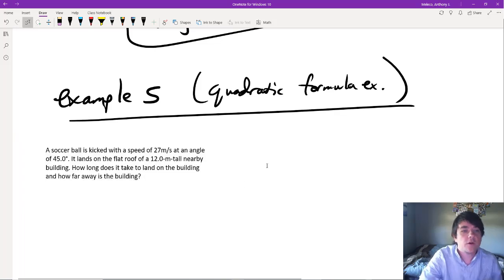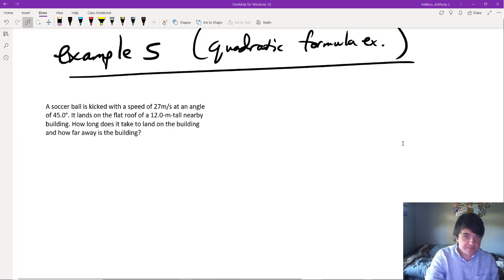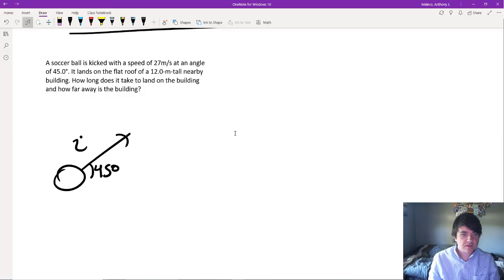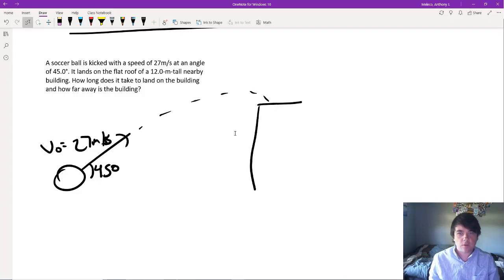All right, so a soccer ball is kicked with a speed of 27 meters per second at an angle of 45 degrees. So let's draw that like this: 45 degrees, 27 meters per second. And it lands on the flat roof of a nearby tall building. Ignore the fact that the ball is literally like a fourth of the size of the building, please.